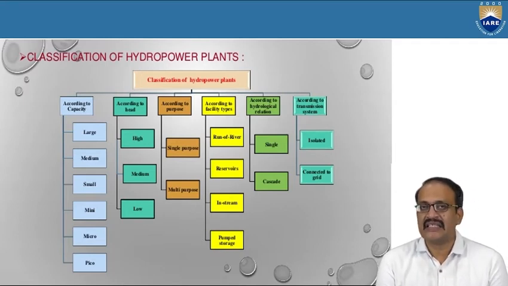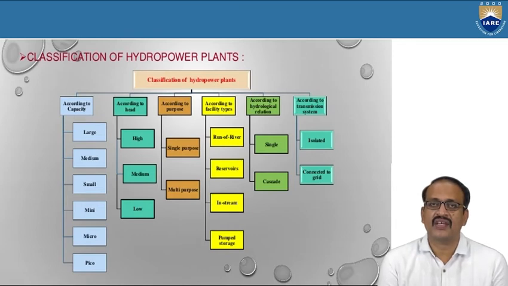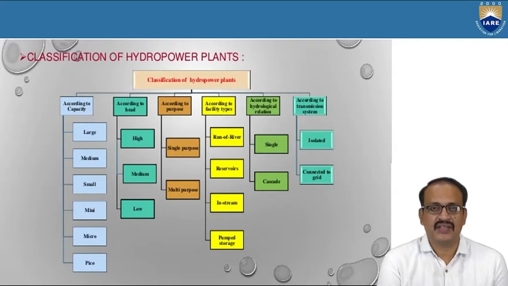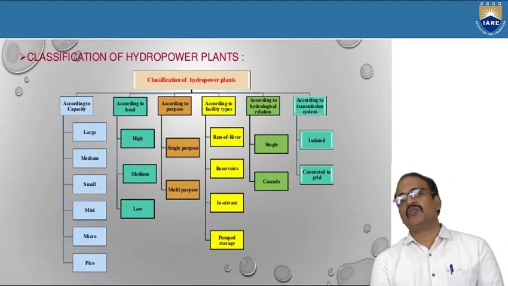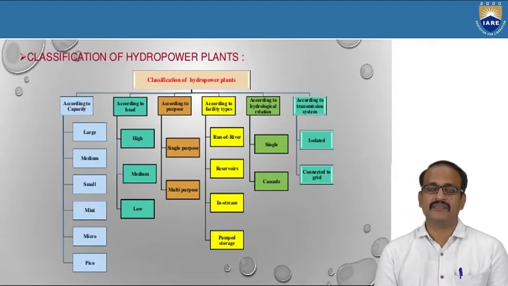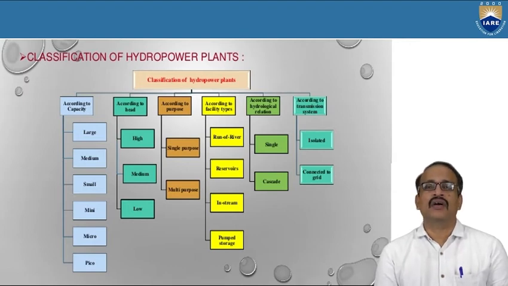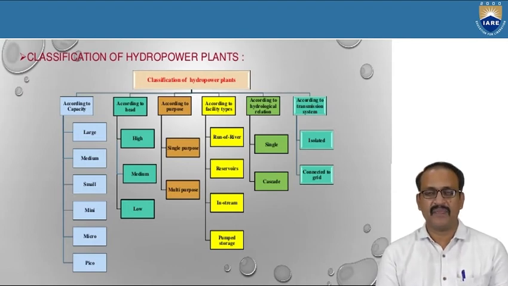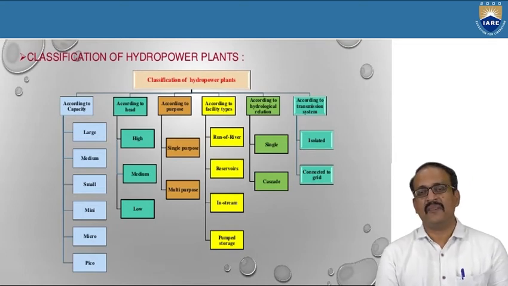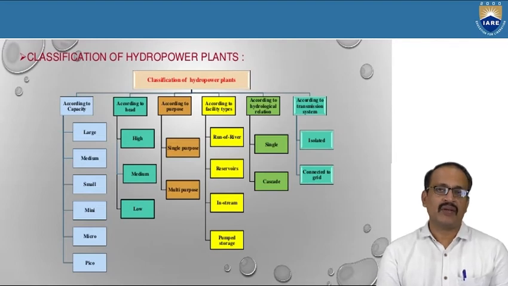So here, we are categorizing this based on capacity into 6: large, medium, small, mini, micro, and pico. Pico is very, very small. And also based on the head. This is also a decision factor, an impact factor, which will impact the amount of power which we can produce.